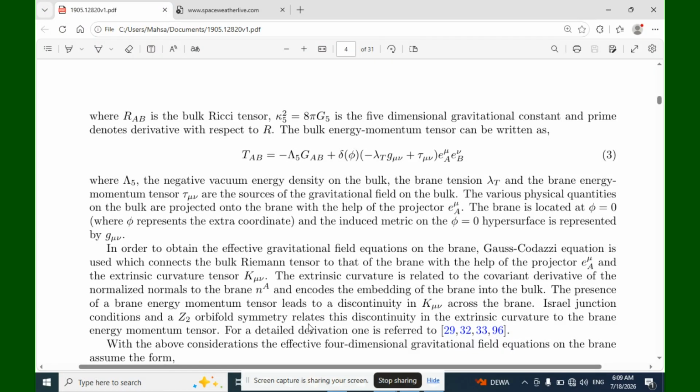The presence of a brane energy momentum tensor leads to a discontinuity in K_μν across the brane. The Israel junction conditions and the Z2 orbifold symmetry relate this discontinuity in the extrinsic curvature to the brane energy momentum tensor. For detailed derivation, one is referred to refs. 29, 32, 33, 96.